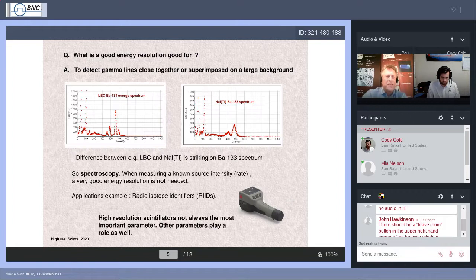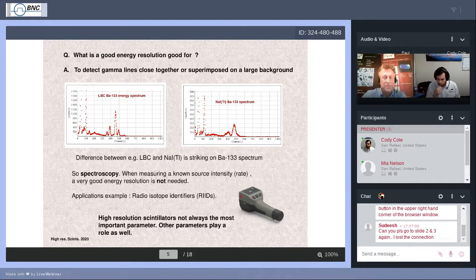So what is a good energy resolution good for? Well, two answers there. Most important, to detect gamma lines that are close together, or gamma lines that are superimposed on a very large background. You see, for example, here two spectra. One spectrum to the left is an LBC crystal, and to the right is a spectrum of a good sodium iodide detector, and the source is barium-133, with the line in the middle at 356 keV. The difference is quite striking.